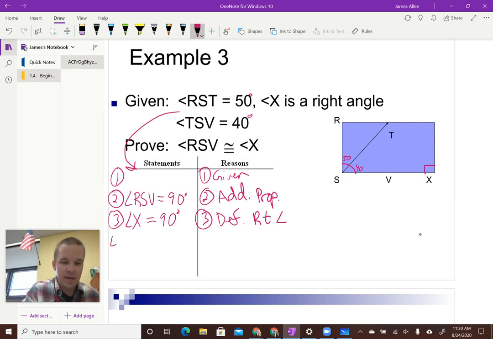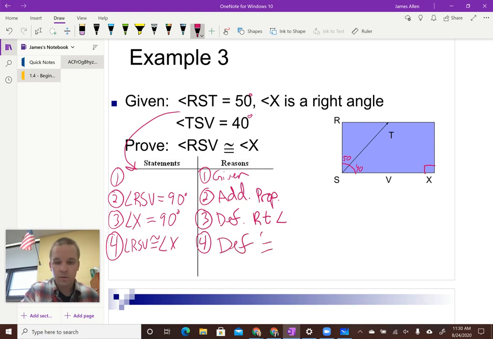And now my last part, angle RSV is congruent to angle X. And since they have the same measure, 90 and 90, I know that they are congruent. By definition, congruent. Cool? So the reason why it's so important to say RSV is equal to 90 degrees is because I'm using that RSV as 90 and I'm using that X as 90 to say they are congruent, because the definition of congruent says that they have equal measure.